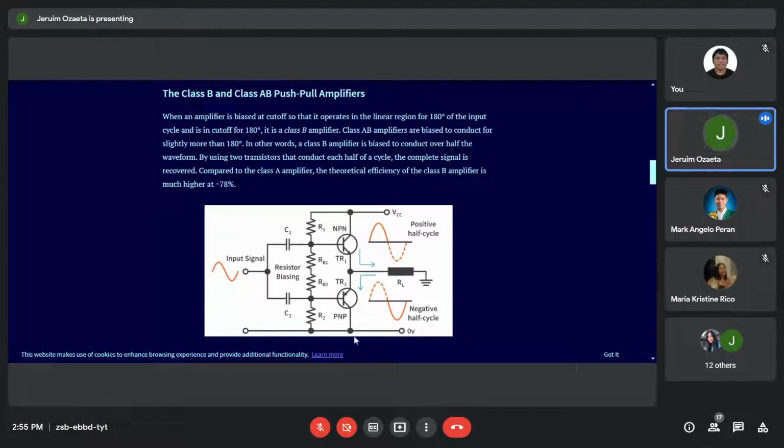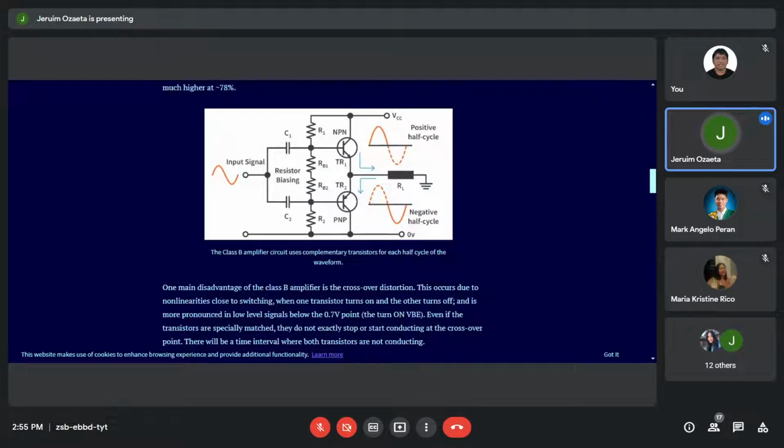When one works, the other is just waiting for the input cycle to reverse. Note also that at 180 degrees of the cycle, they cut off. In this case, the broken line at transistor 2 suggests that this PNP transistor is not conducting, while in this one it is conducting. So on the next cycle, the second transistor is conducting.